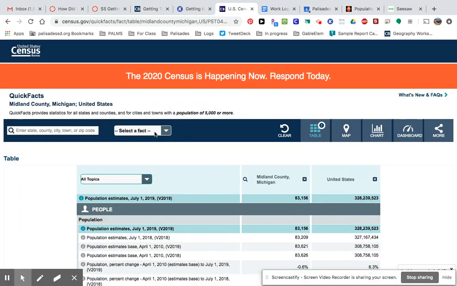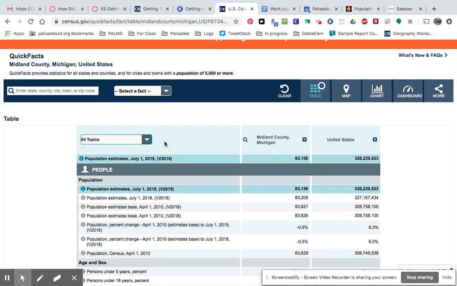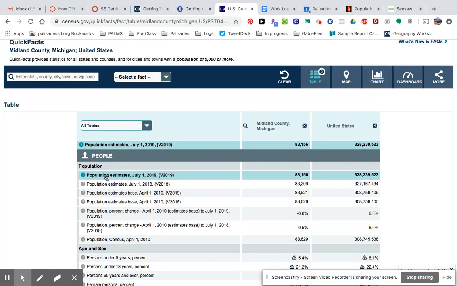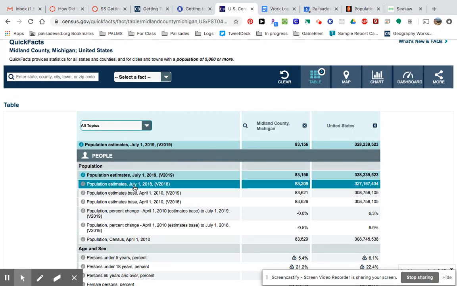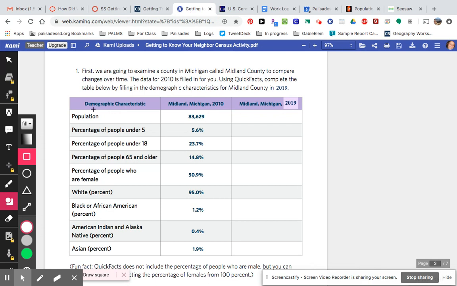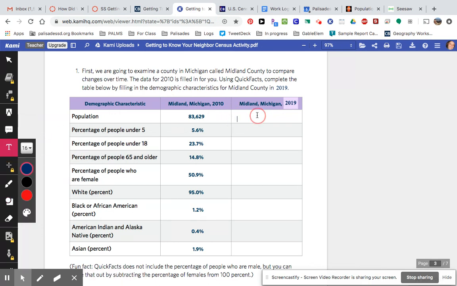And we don't need to select a specific fact or anything. Everything we need is right here. And what I love about this view is now it takes Midland County, Michigan, and it compares it with the United States, which is kind of a cool side-by-side comparison for you. All right, so the first data that we want to get is the population overall. So if we look at the population for Midland, Michigan in 2019, we're at 83,156. So going back to Cami, just pick up your text box, click in the box.